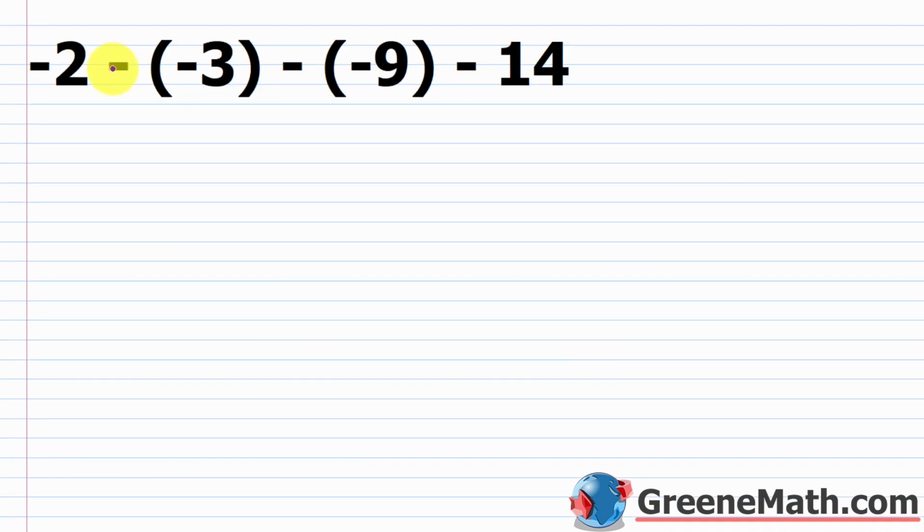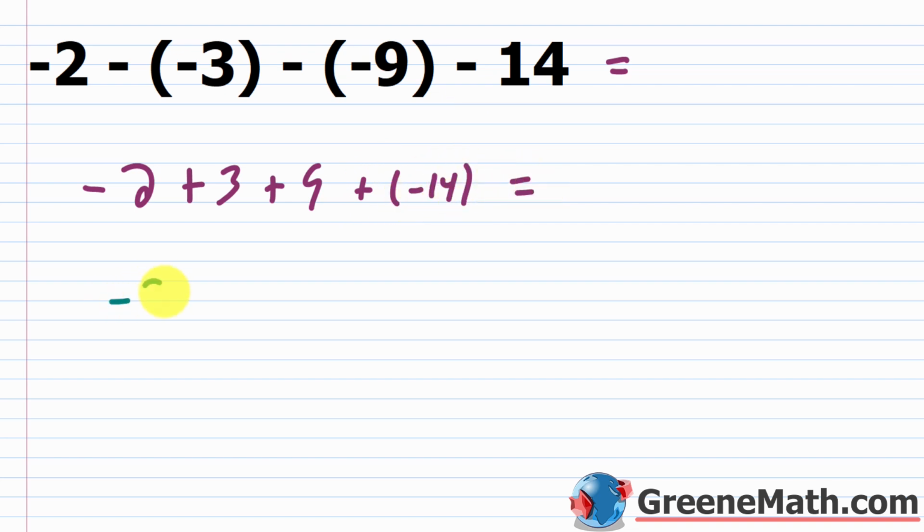So here we have negative 2 minus a negative 3 minus a negative 9 minus 14. So negative 2, don't mess with that. Minus a negative is plus a positive. Minus a negative is plus a positive. And then you have minus 14, that's plus negative 14. Okay, so I'm going to reorder this and put negative 2 next to negative 14. Those have a common sign. And then I'm going to put 3 and 9 together. And then basically negative plus negative is negative.